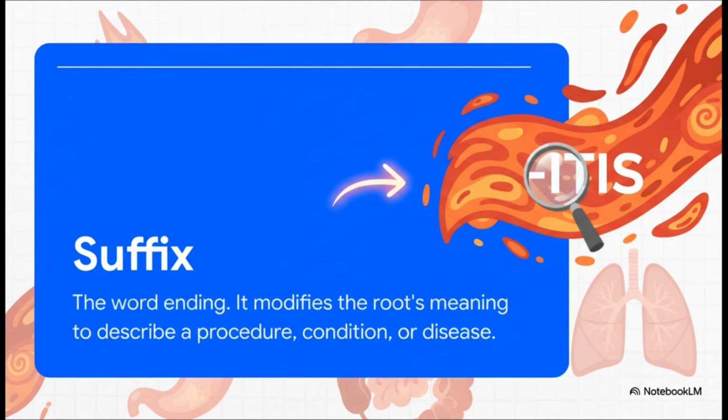Next, we have the suffix. This is the word part that gets attached to the end of the root, and its job is to change the root's meaning to describe what's happening. A classic example is itis, spelled I-T-I-S. Whenever you see the suffix, it means inflammation. So, the suffix is what tells you the story about the root word.